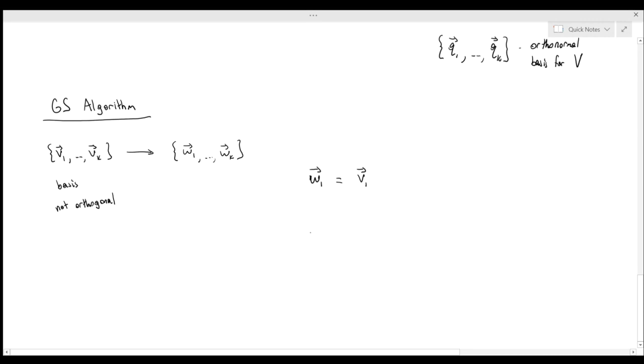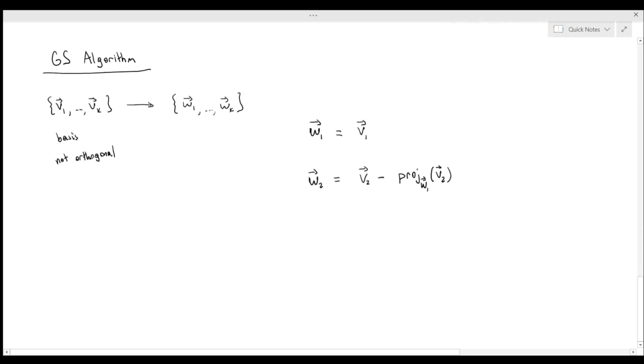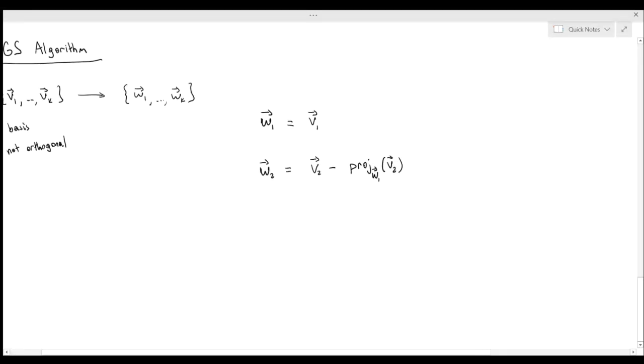All right, so next, vector W2. So the way that you get W2 is you're going to take V2 and you're going to subtract from it its projection onto W1. All right.